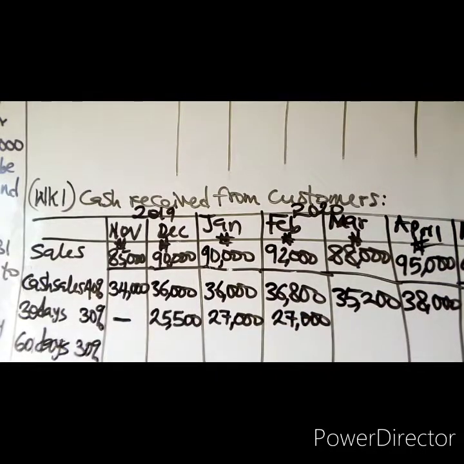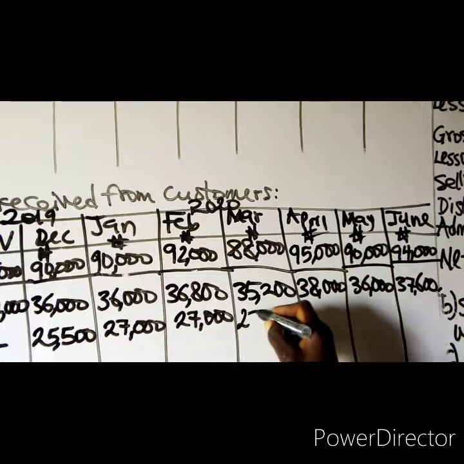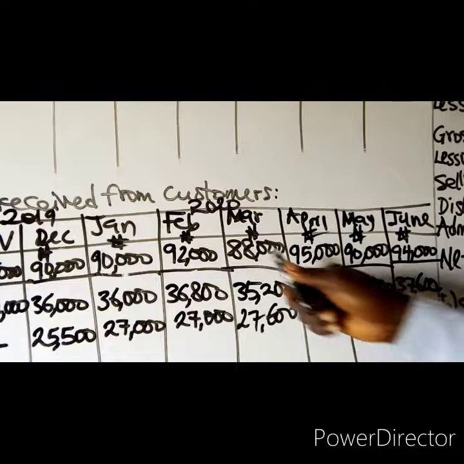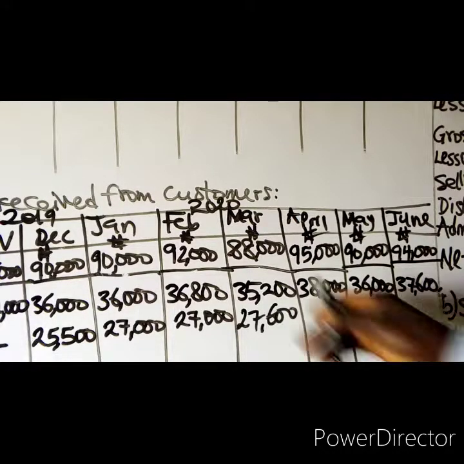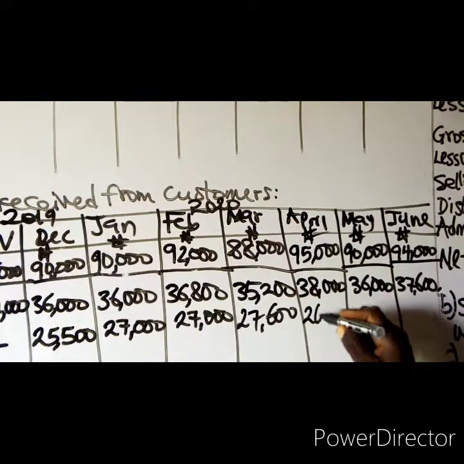For February sales, the February sales is 92,000. 30% of 92,000 will give us 27,600. The March sales is 88,000. 30% of 88,000 is 26,400, and that will be received in April, which is 26,400.